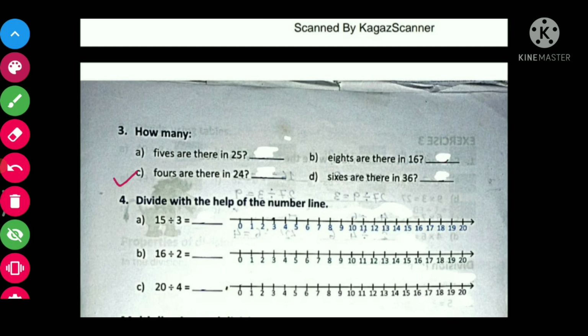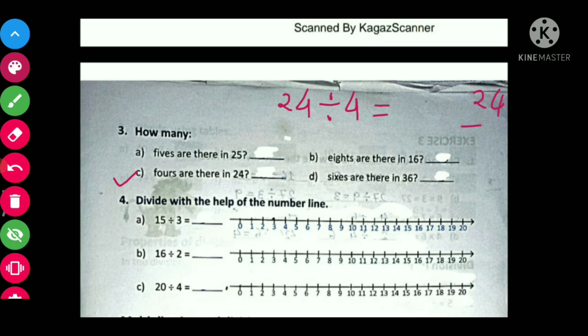C part. So how many 4s are there in 24? So 24 divided by 4, you have to do this one. So we already did this one, we have seen this number, right? Or you can use this repeated subtraction in order to find the answer. So in how many steps will you get to 0 from 24? If you do repeated subtraction, let me show you.